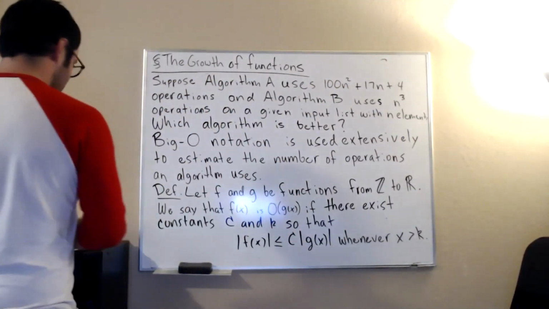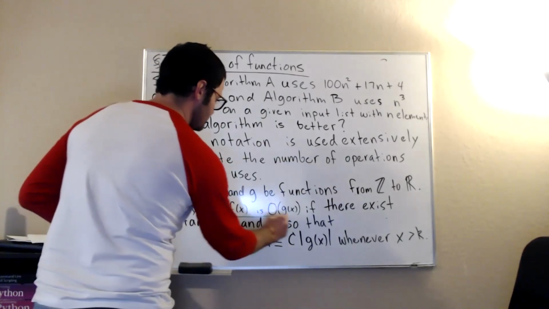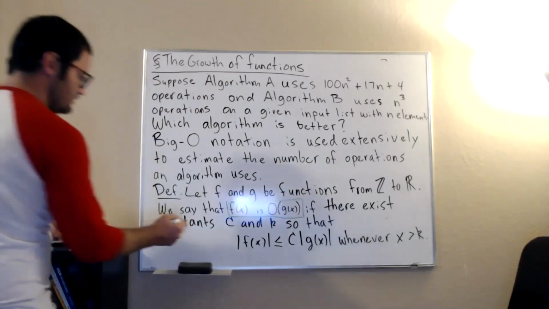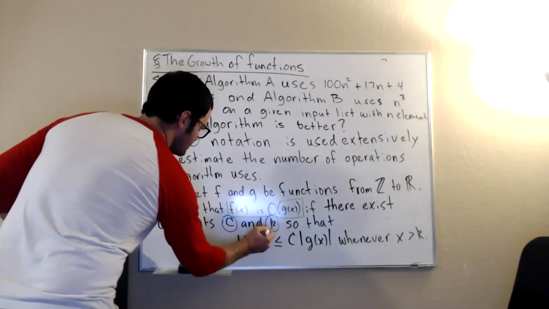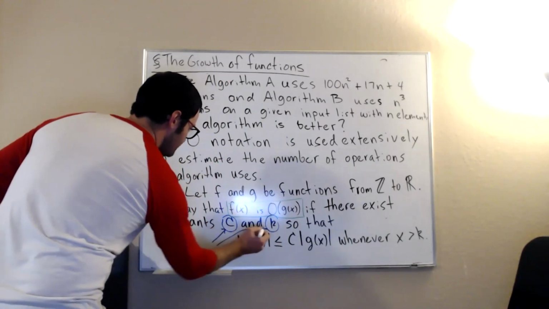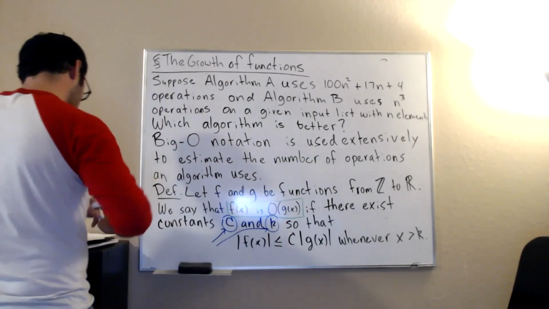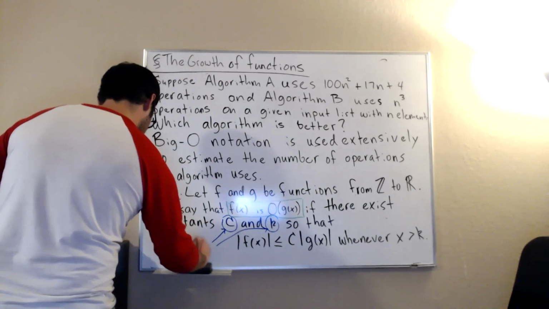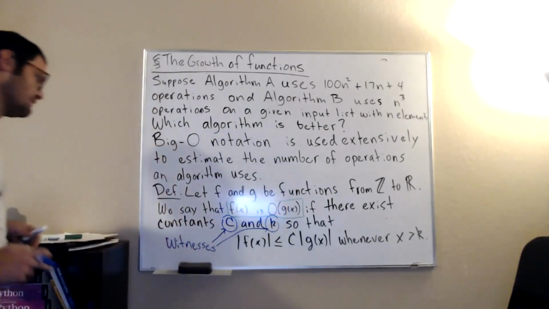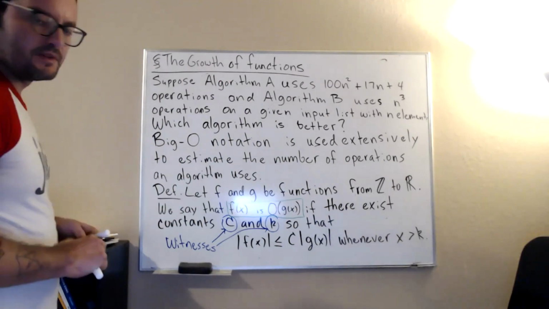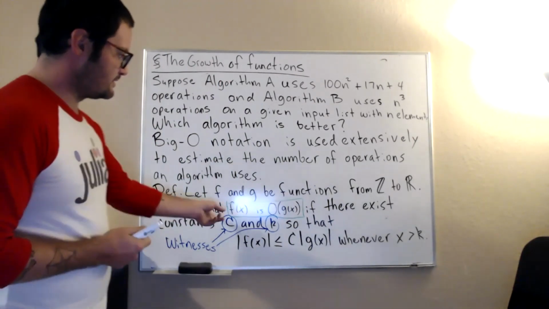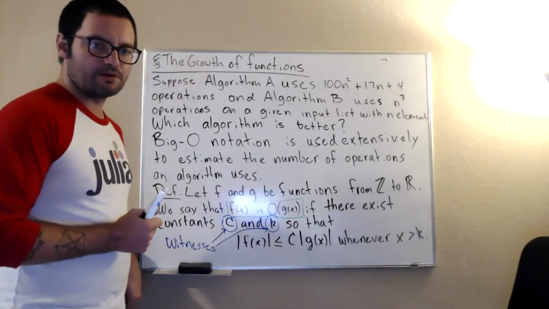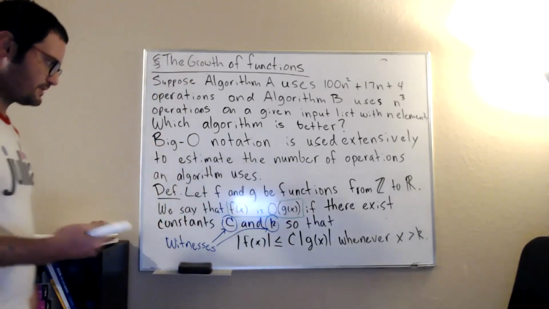Okay, so this is what it means for f of x to be big O of g of x. Okay? And here, C and K are called the witnesses when this definition is satisfied. So in order to show that a function is big O of another, you have to find these witnesses that satisfy this inequality. Okay, so what is this saying?